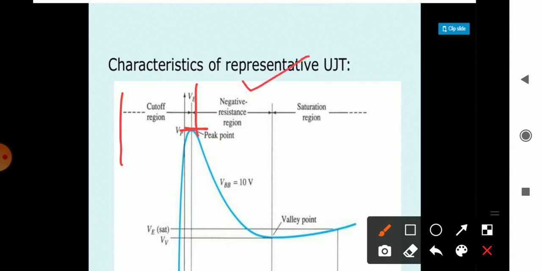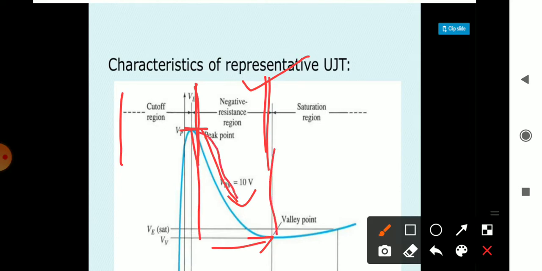Now come to the negative resistance region. In the negative resistance region, what happens? The emitter voltage becomes equal to VP. So from that point, from here till here, we call it the negative resistance region. In this region, if I further increase the emitter current, what happens? The emitter voltage is decreasing and the current is increasing rapidly. Here in this region, the emitter voltage is decreasing and the emitter current is increasing.